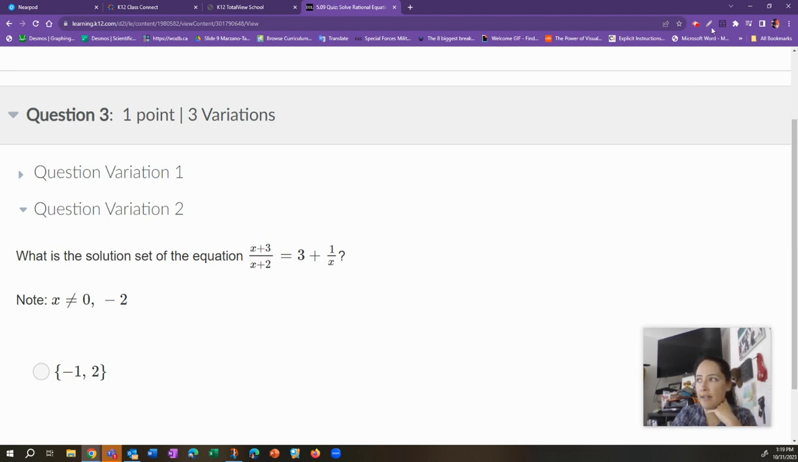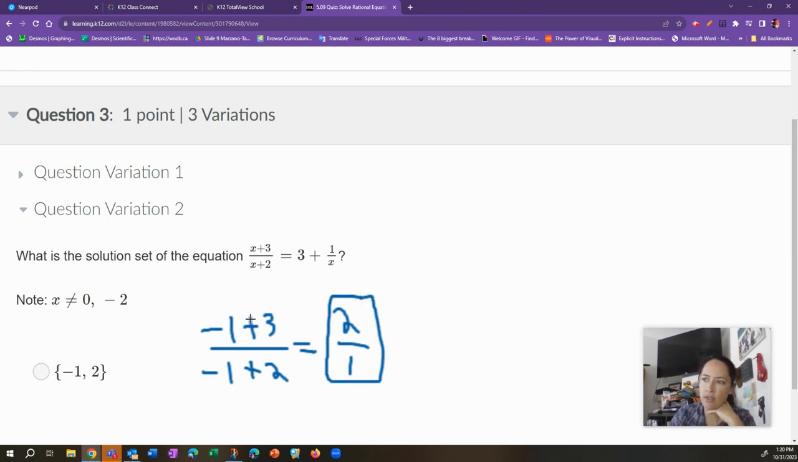What I would do here is actually plug in our solution set. So let's just take a look at negative 1. What I'm going to do is plug and chug. I'm going to see if negative 1 works. So I just replace wherever I see x with negative 1. Okay, so this is going to equal 2 over 1, so just 2, right? Did I do that right? Negative 1, 2, negative, 2 over 1. So that's going to equal 2.